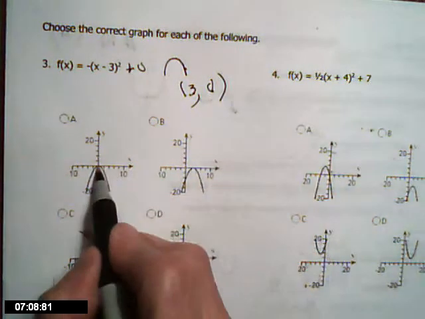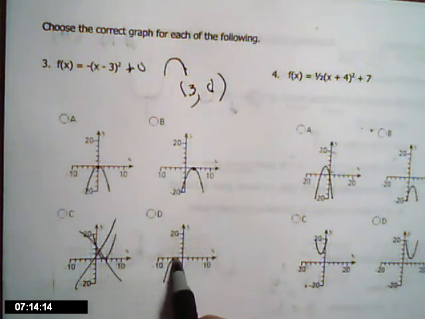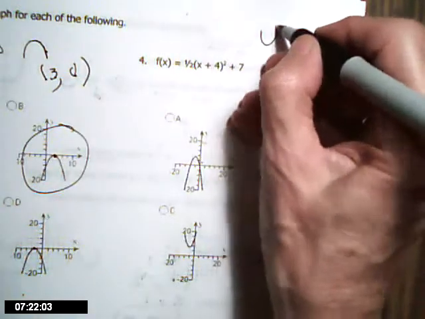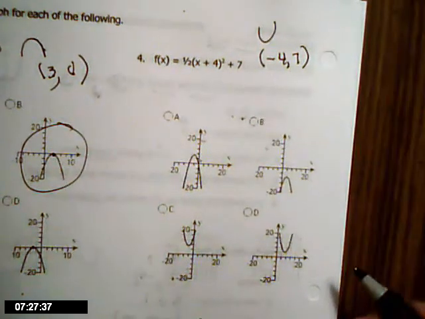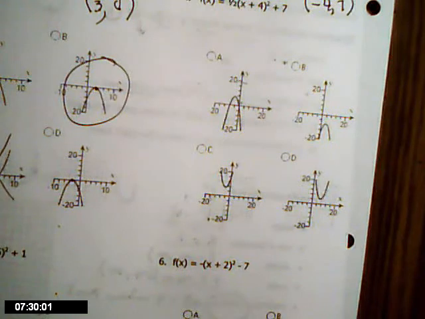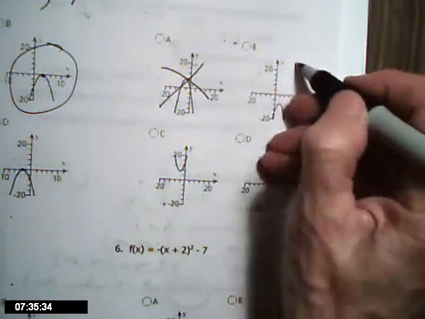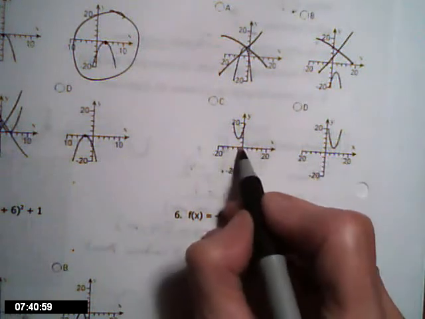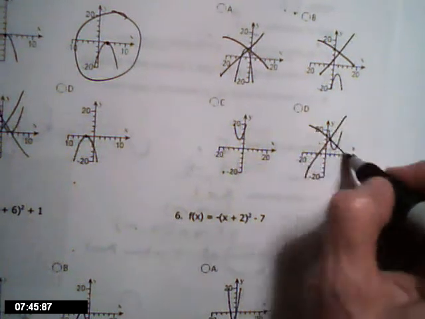I'm looking for a graph turning down that has its vertex at positive 3, 0. This is not positive 3. This one could be positive 3. This one is negative 3. So it is B. In number 4, I'm looking for a graph that opens up with a vertex of negative 4, 7. Opens up. So again, I am going to disregard this graph and this graph because they open downward. I'm going to look for negative 4, 7. It could be this one. Negative 4, 7. It's not even that one.